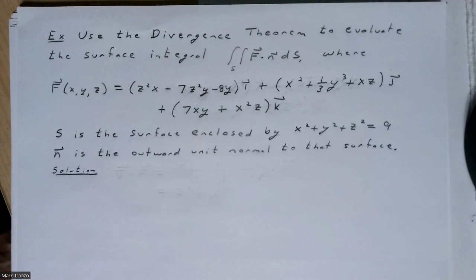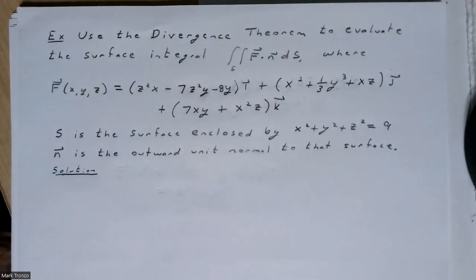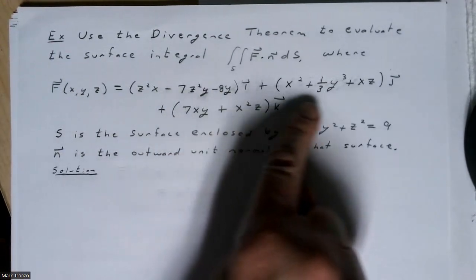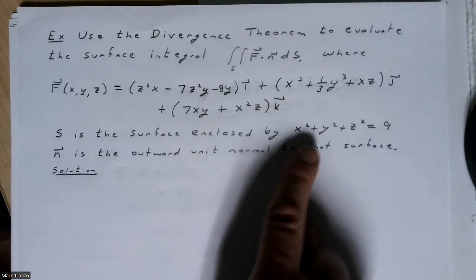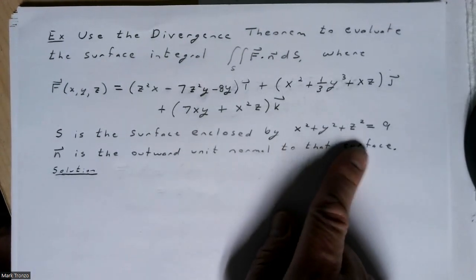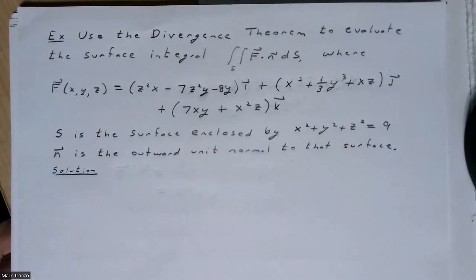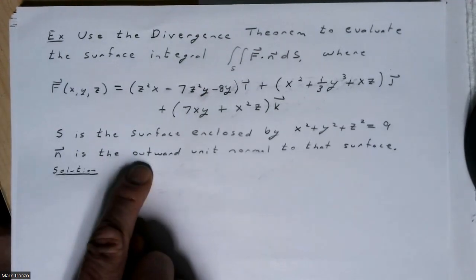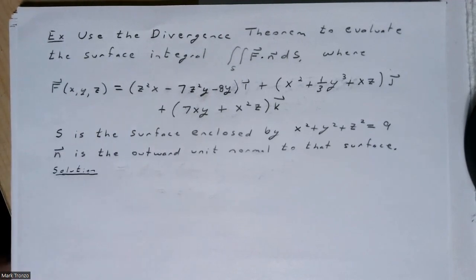So let's take a look at an example. Suppose you're given this problem. Use the divergence theorem to evaluate this integral, where a vector field is given this way. And S is a surface enclosed by the sphere. Obviously, that's the equation of a sphere. And N is the outward normal to that surface. Now recall, if you have something like a sphere and something's an outward normal, that would be pointing out from the center of the sphere. And that would be positive orientation.